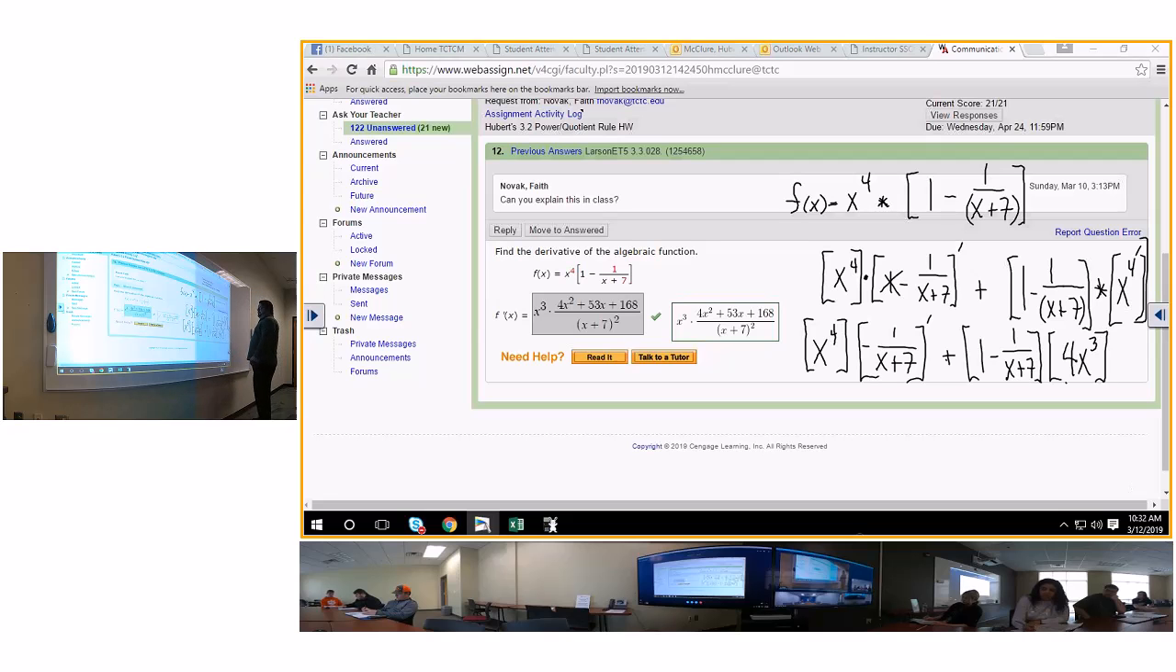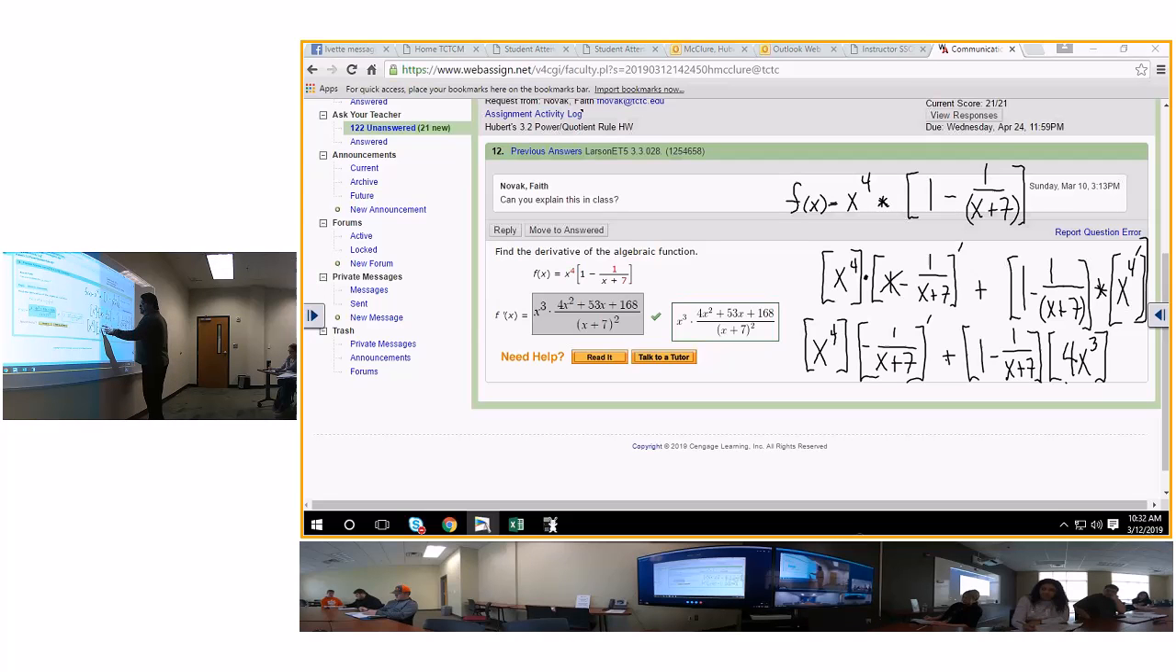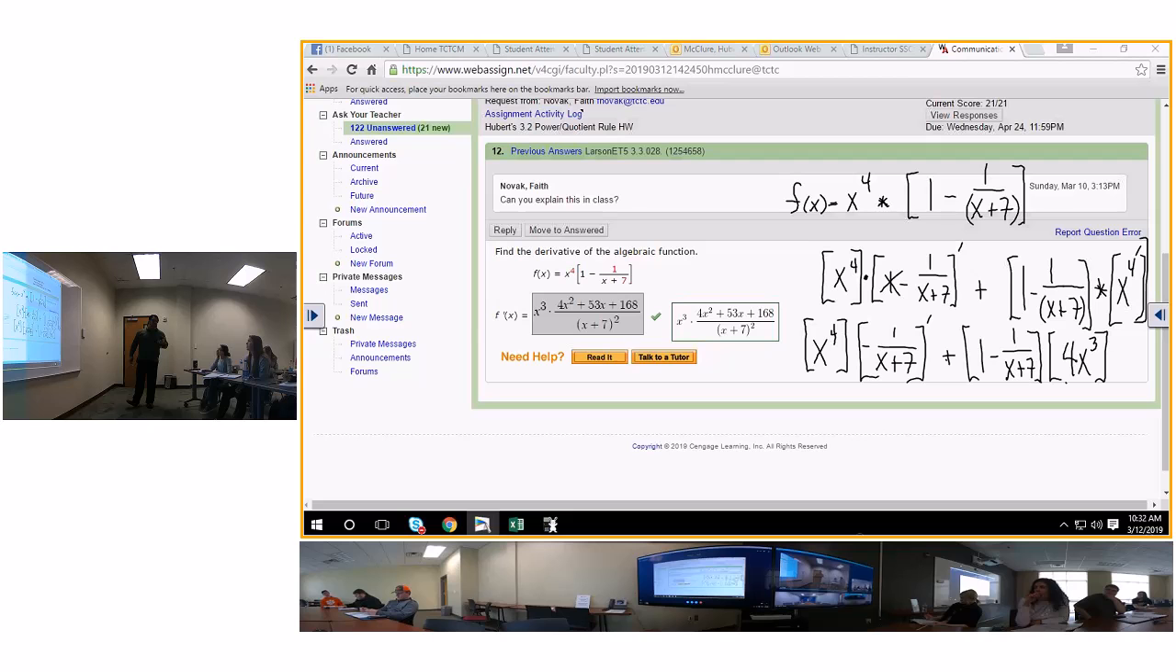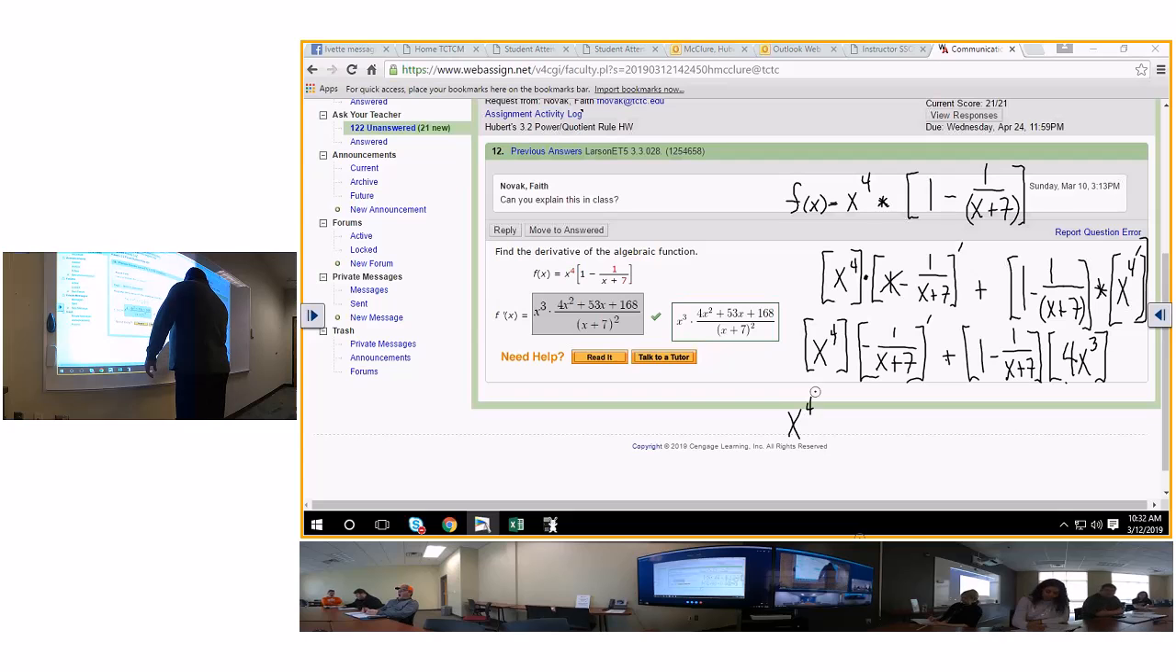Now we got a problem. This is the quotient rule. So you got to do the quotient rule right here. Or, now that you know the chain rule, you can bring that x plus 7 up to the negative 1 power, and you can do the power rule with the chain rule. So I'm going to do both ways so you can see how you do it. So here we go. X to the fourth. And now we're going to use the quotient rule.